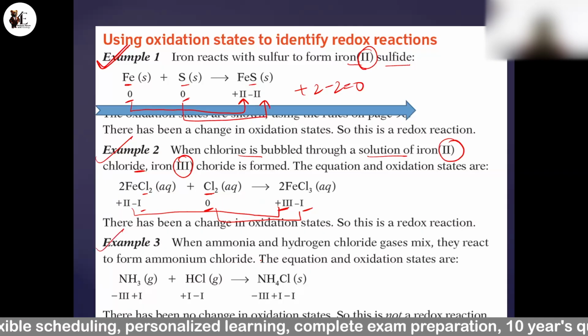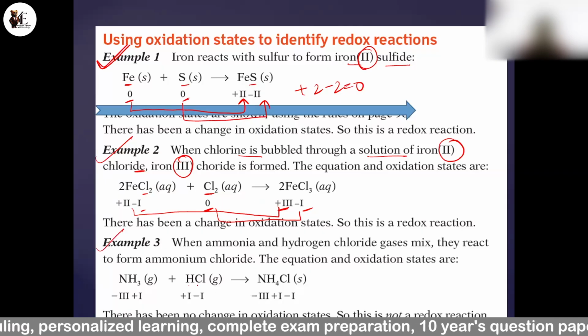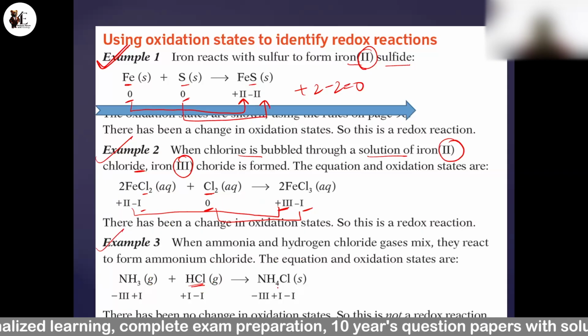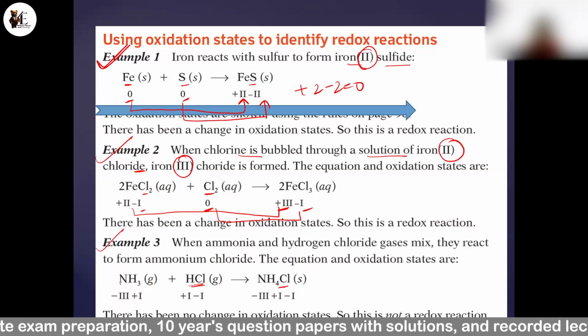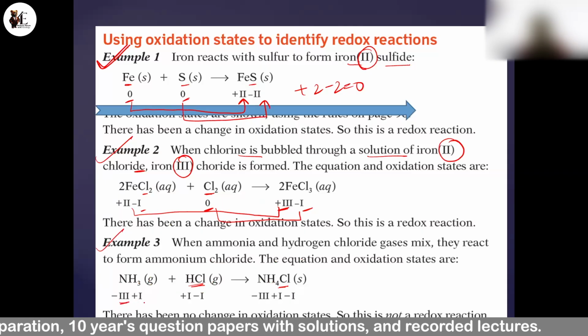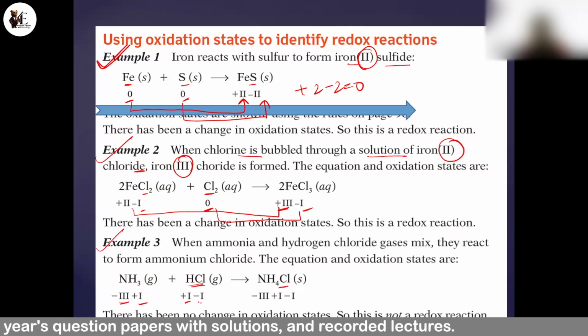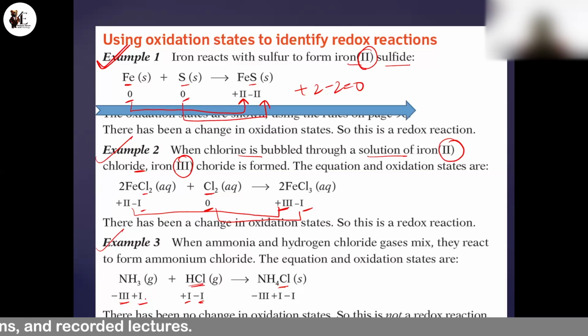In example 3, ammonia reacts with hydrogen chloride. It forms ammonium chloride. So you should know the oxidation states. For nitrogen, it is -3. For hydrogen, it is +1. Similarly, for chlorine, it is -1. Now in NH4Cl, you should know the oxidation states.